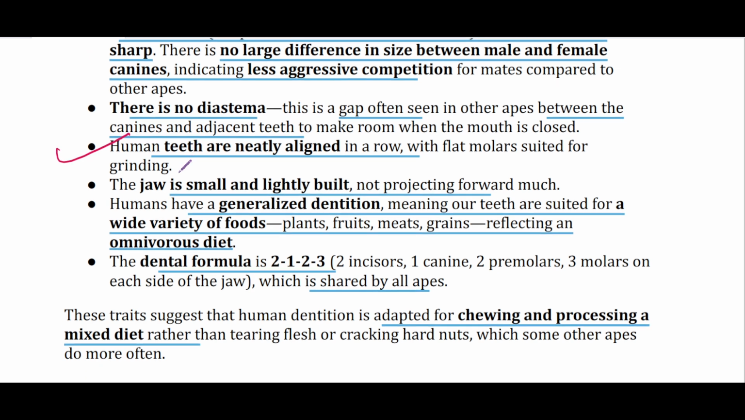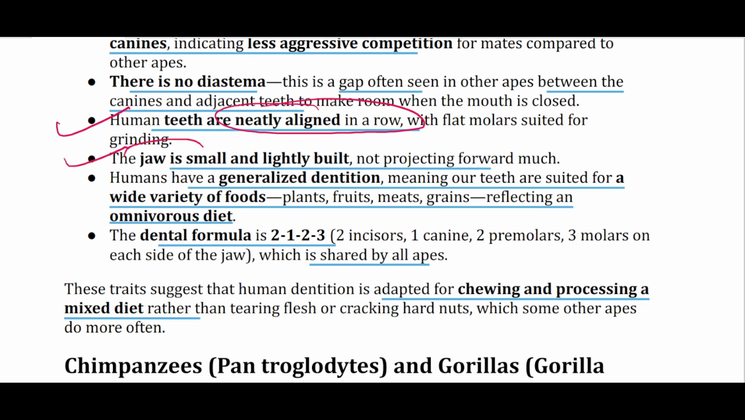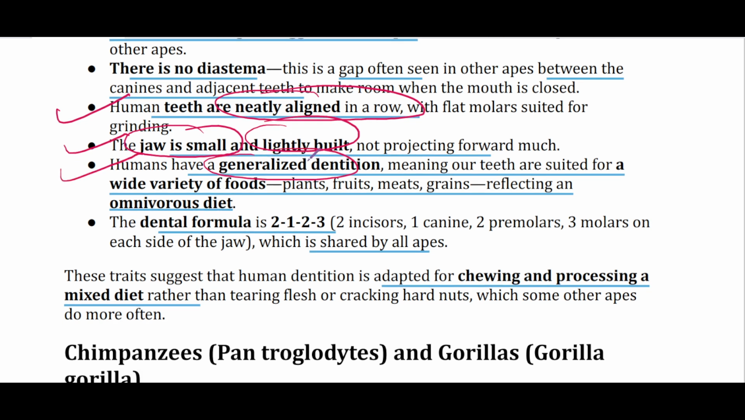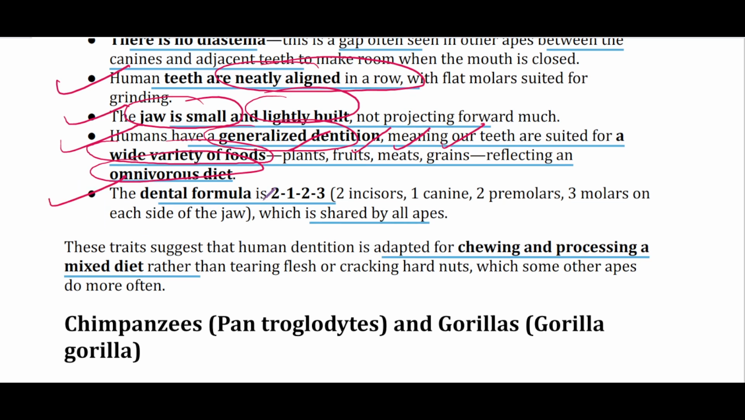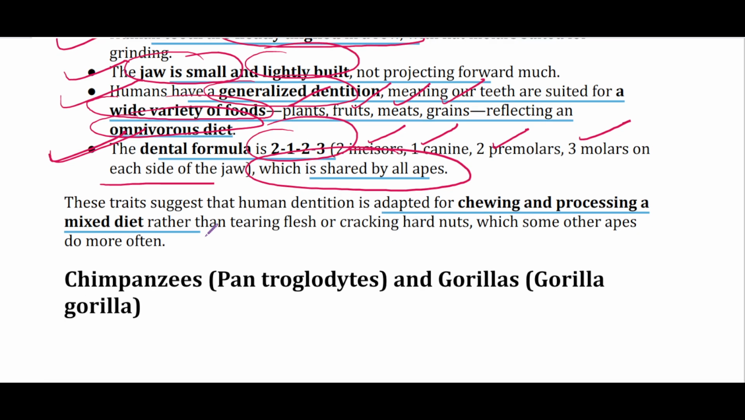The teeth of humans are neatly aligned in a row, and our jaw is small and lightly built. We have a generalized dentition, meaning we eat a wide variety of foods that consist of plants, fruits, meats, grains, which indicates an omnivorous diet. And the dental formula is 2-1-2-3: two incisors, one canine, two premolars, and three molars on each side of the jaw. And this dentition is shared by all apes.